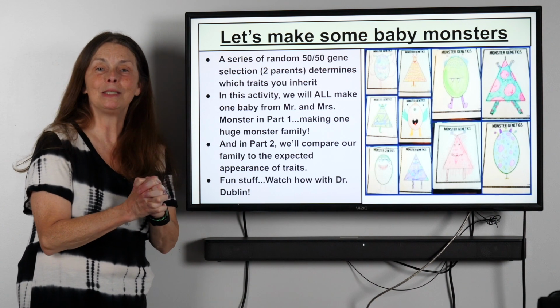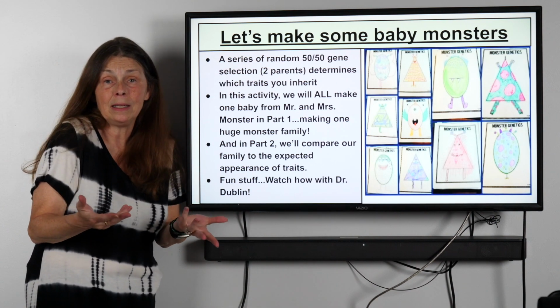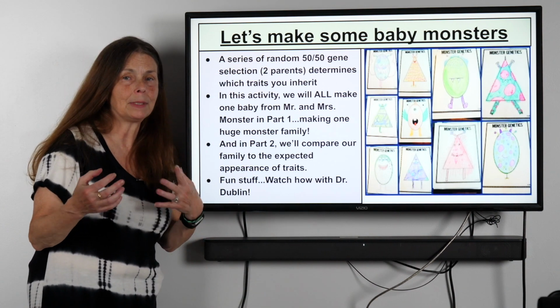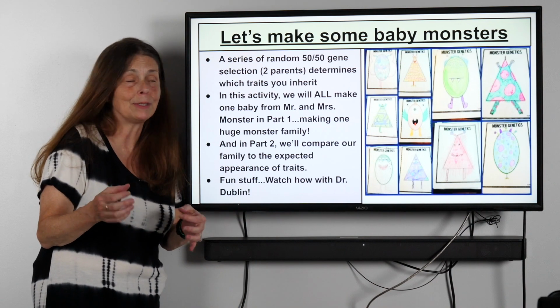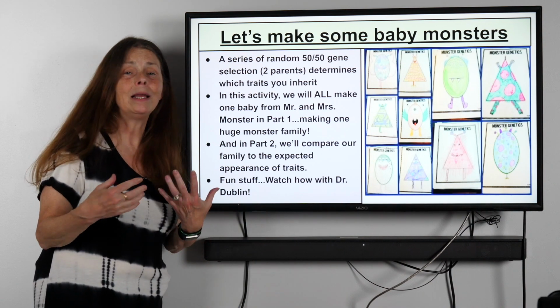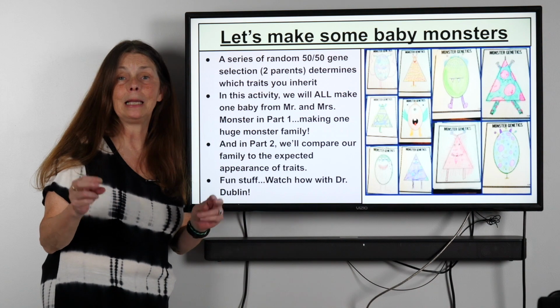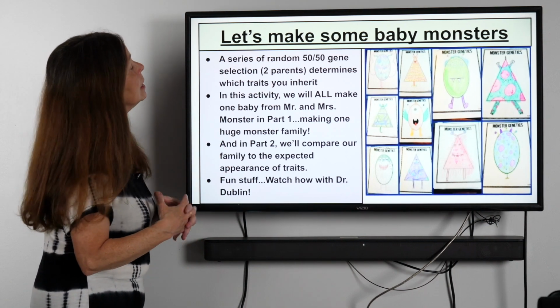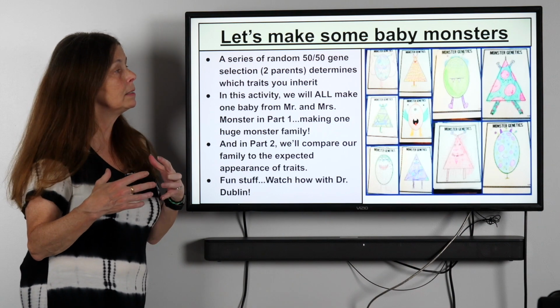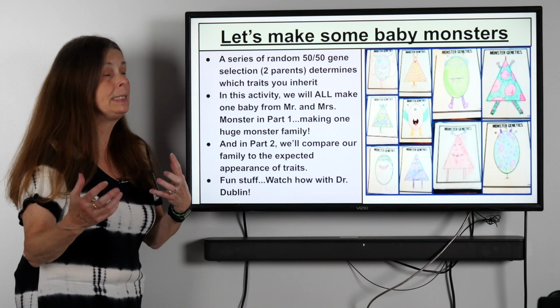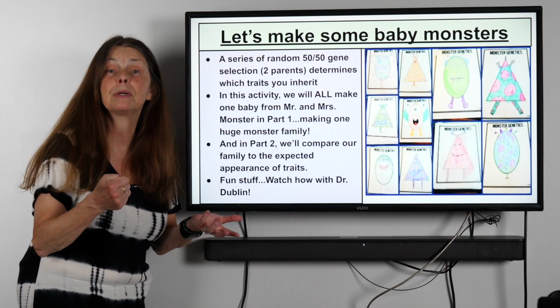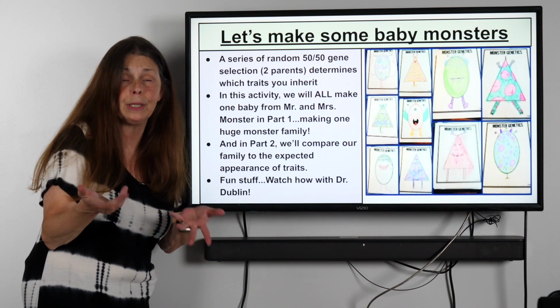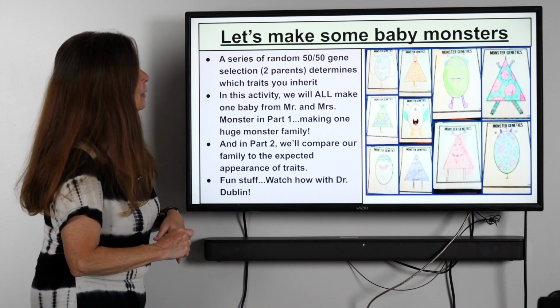What we're going to do is make some monster babies. Why? Because making human babies sometimes makes us a little bit uncomfortable, so it's easier to talk about eggs and sperm when it comes to making monsters, okay? What we're going to do here today is take a series of random 50-50 gene selections. Basically, you're going to flip a coin. So you're going to need to have a coin for this particular activity, okay?